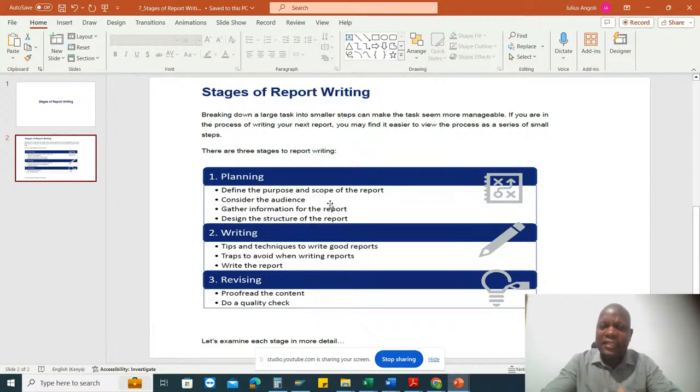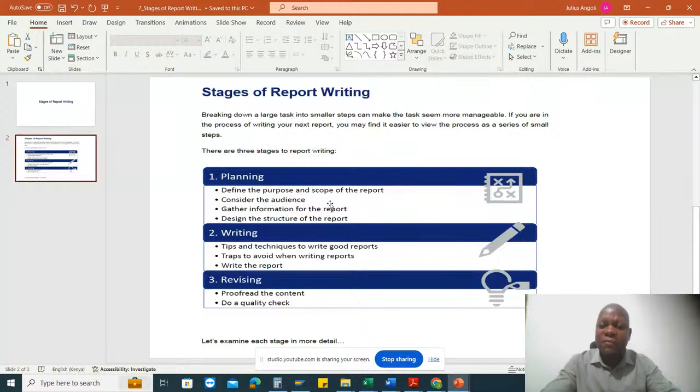So we have the planning stage, whereby we define the purpose and scope of the report. We say that reports have to be specific. So in the planning stage, we define the purpose and the scope of the report. We consider the audience. Again, we'll be looking at all these points individually as we are writing. So when you're considering the audience, we ask ourselves, who is our audience? Our audience might not necessarily be our boss. Our audience might be a government agency, might be a third party, might be the community as a whole.